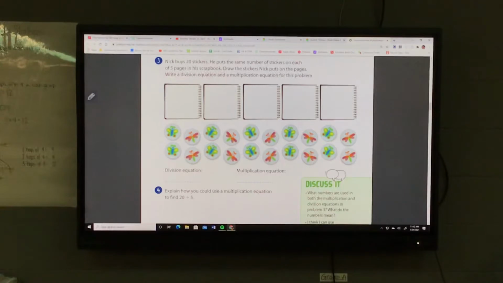Do you have the stickers drawn on his pages? Yes. Okay, then work on your division equation as well as your multiplication equation.